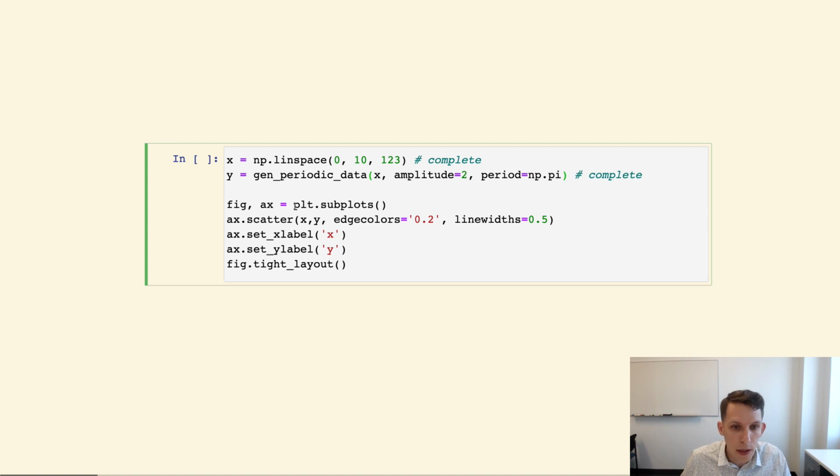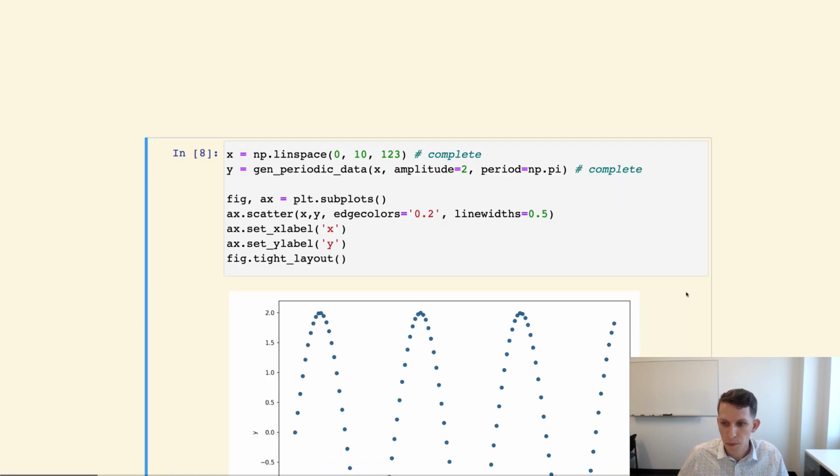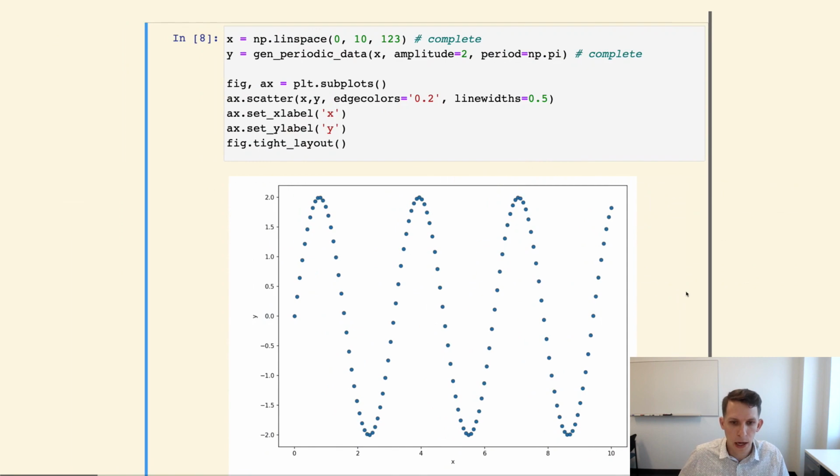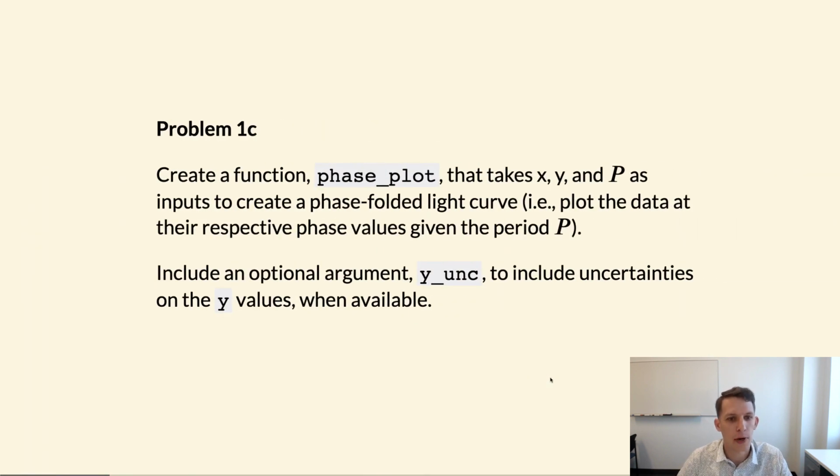And then it looks like all of the plotting function has been given to us already, so we can just execute this cell. OK. And here we have our results. And indeed, it looks like we have a sine curve that does, in fact, have a period that is equal to pi. OK, excellent.